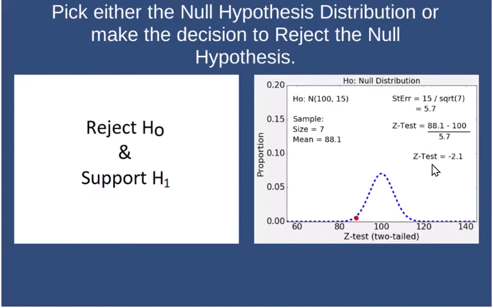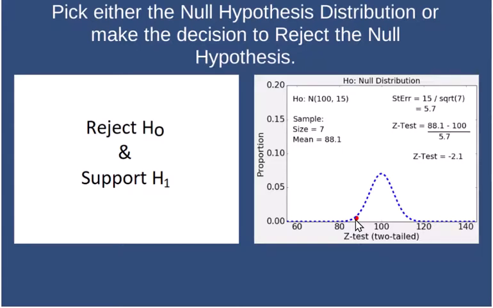But for this activity, we're really just going to be focusing on where it says the z-test. We also have a helpful visual graphic of where the sample mean is. So if the z-test is negative 2.1, that's telling us that the sample mean was 2.1 standard errors below where the null hypothesis distribution predicted it should be.